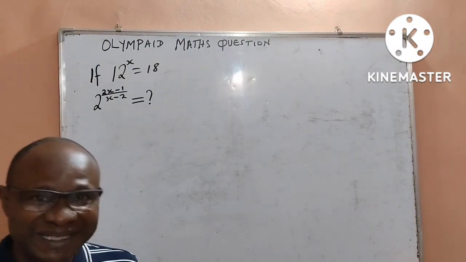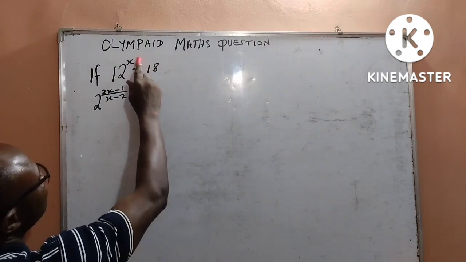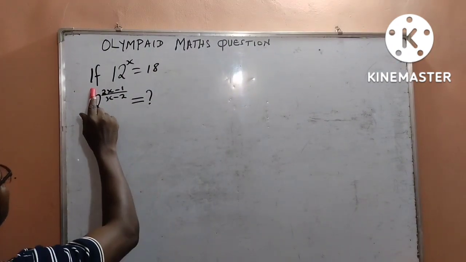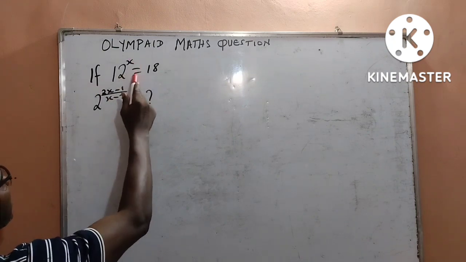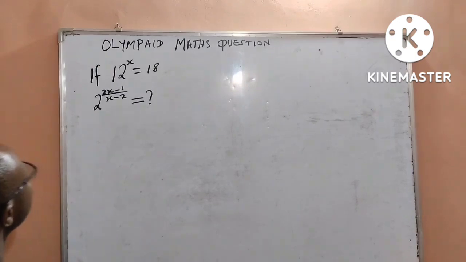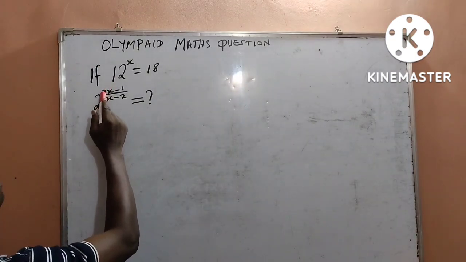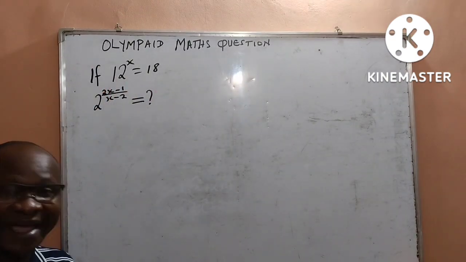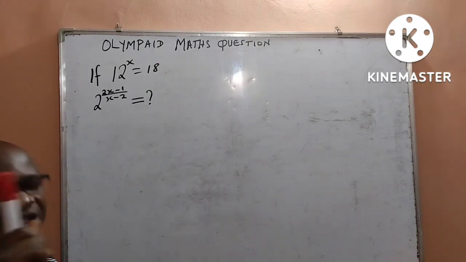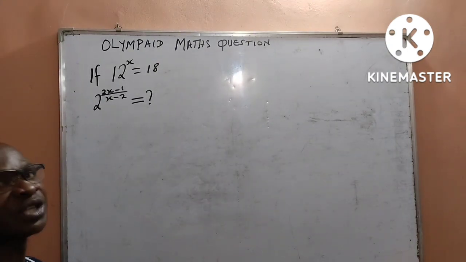In today's mathematics class, we shall be solving an Olympiad math question. The question is: if 12 raised to the power x is equal to 18, find the value of 2 raised to the power 2x minus 1 all over x minus 2. Let us solve it. Watch the video to the end. It is not going to take long.